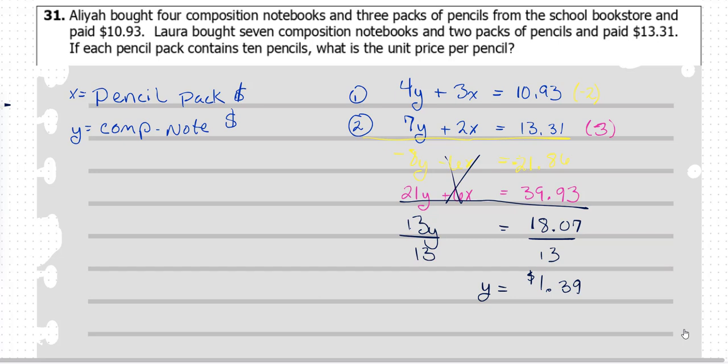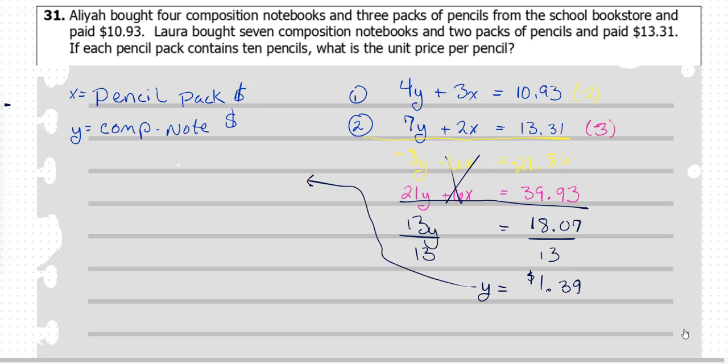But that's not what the question asks us. The question is not asking for the cost for the composition notebooks. It's asking for x. It's asking actually for more specific than x. It's asking for how much each pencil cost. So I need to use this to help me do that next step.